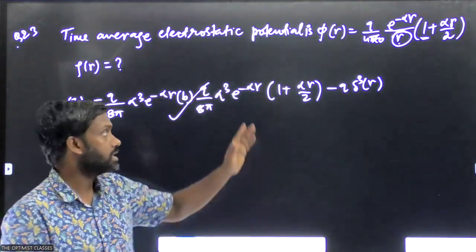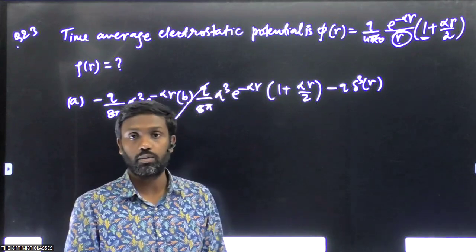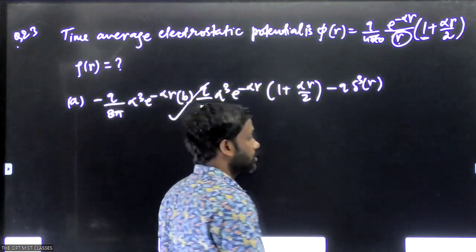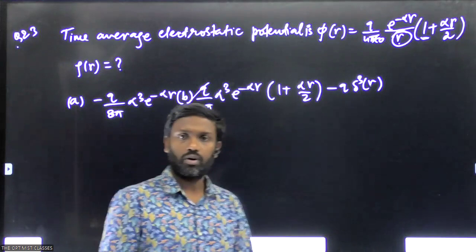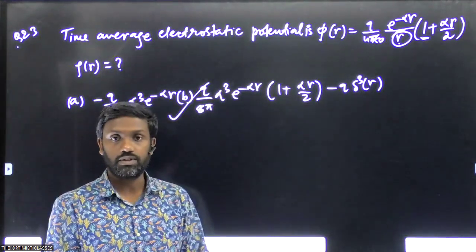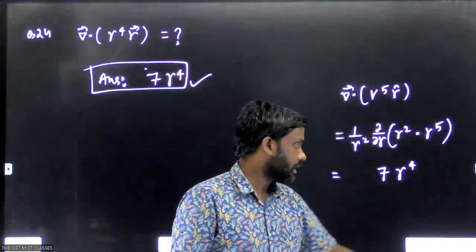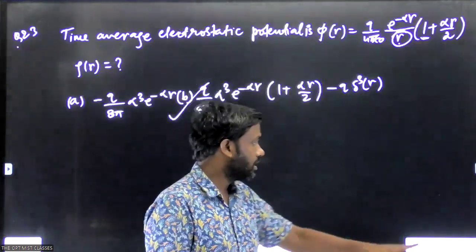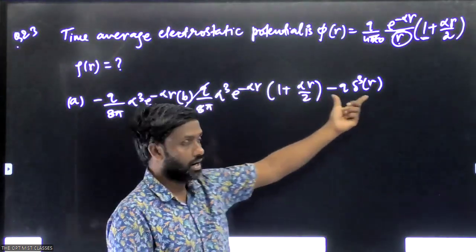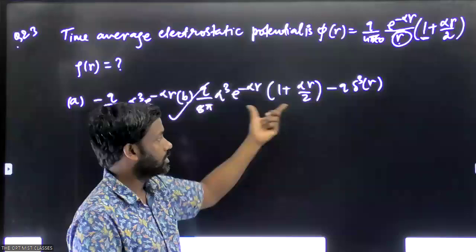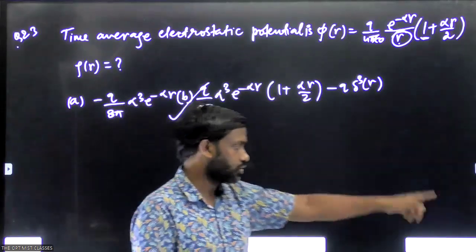The option which contains Dirac delta function, other options cannot be correct. So whenever 1 by r is present, only that option is correct which contains Dirac delta function. So the option which has Dirac delta is this one. This was the option, so this should be the correct option.